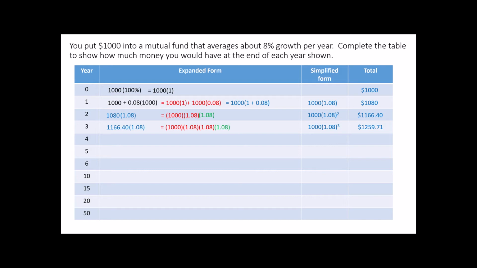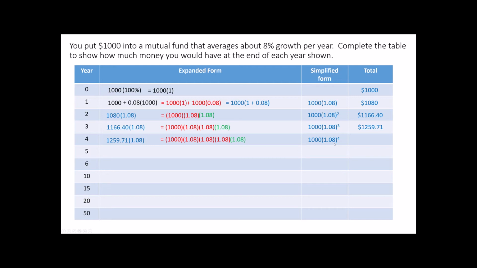Hopefully this is starting to make sense to you, because I'm just going to repeat the same process over and over again. I have $1,259.71 at the beginning of the 4th year. I keep 100% of it and gain 8% more. Written out long way, I started the year with all of this. Notice that's what's on the previous line. And then I take that and I multiply it by 1.08 again. This is for the 4th year, or the 4th time.